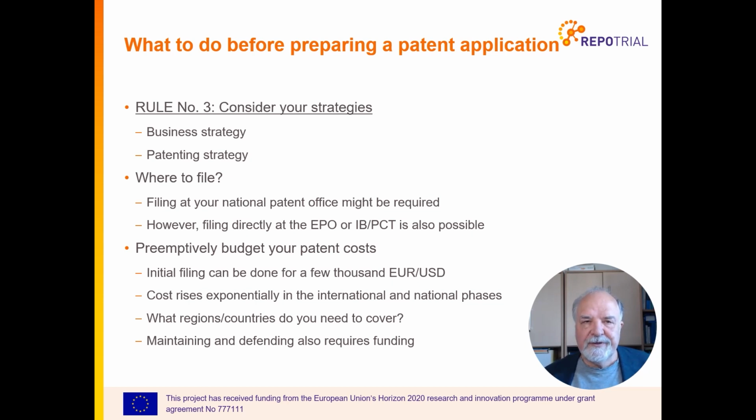Most important, perhaps, because this is a trap individual inventors frequently fall in, budget your patent costs. It's cheap, really, filing a national patent. You can do this for a few thousand euros in fees, and even the patent attorney might be included in this. But then, once you internationalize, meaning you want preliminary protection in all the countries you have identified, then it becomes quite expensive. And as you proceed further, doing the national applications that are really defendable patents when they end up, or regional patents like the EPO, then it becomes very expensive.